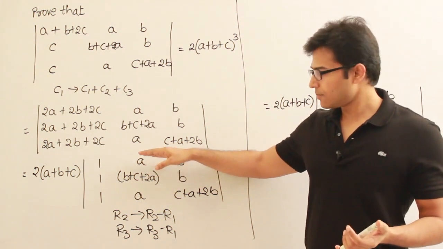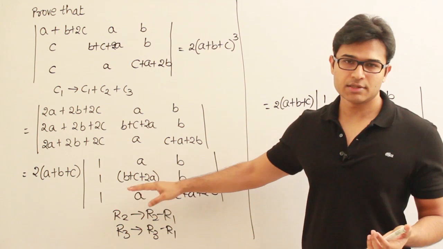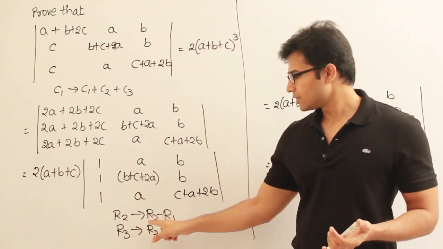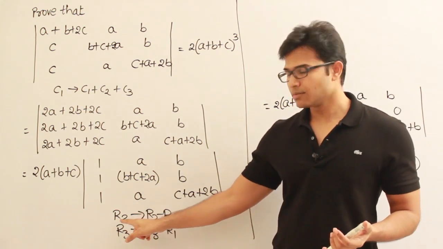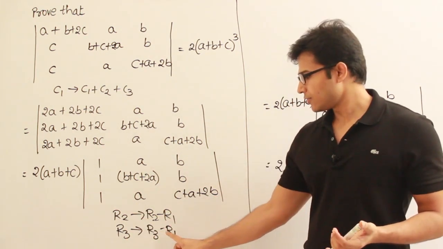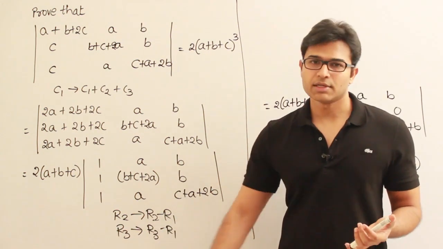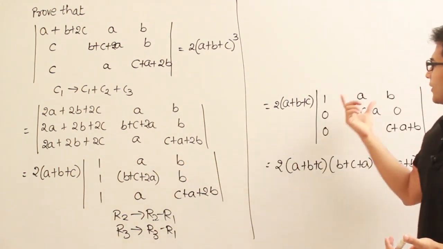Take the first row, subtract it from the third row and replace the result in place of the third row. So taking the first row and subtracting from the second row and replacing it in place of the second row. Taking the first row, subtracting it from the third row and replacing it there. Then after doing that, I got this one.